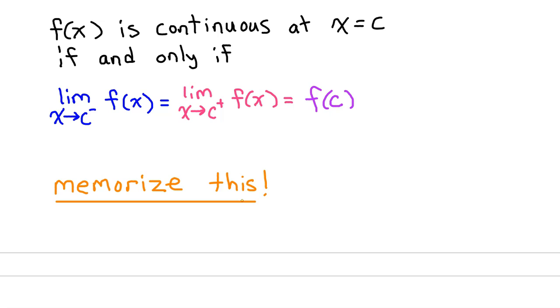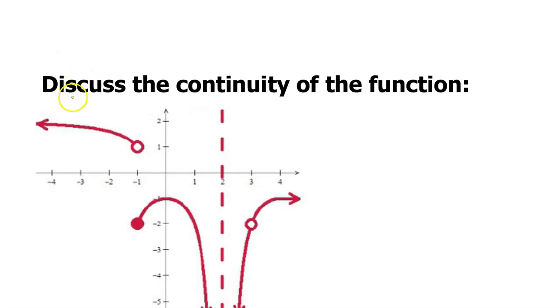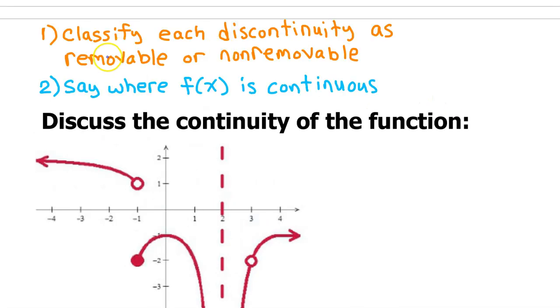Memorize this. If you are asked to discuss the continuity of a function, they are asking you to do two things. Number one, they are asking you to classify each discontinuity as removable or non-removable. And number two, they want you to say where f of x is continuous.